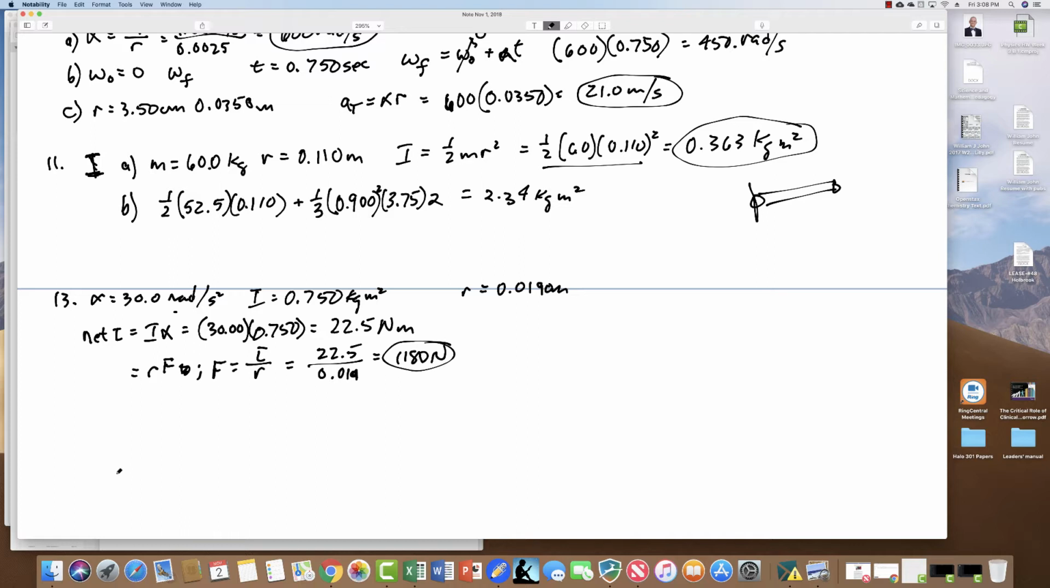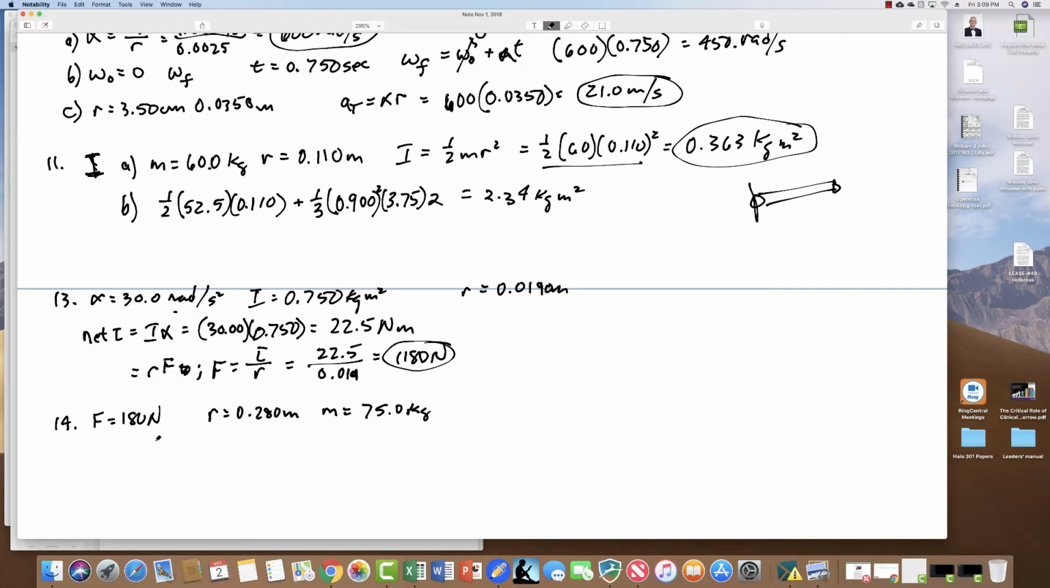Let's do one more on this tape before we move to the next one. Number 14. Suppose you exert a force of 180 newtons tangential to a 0.28 meter radius 75 kilogram grindstone. So you have a grindstone that has a radius of 0.280 meters, and it has a mass of 75.0 kilograms. It's a solid disc. What is the torque exerted?